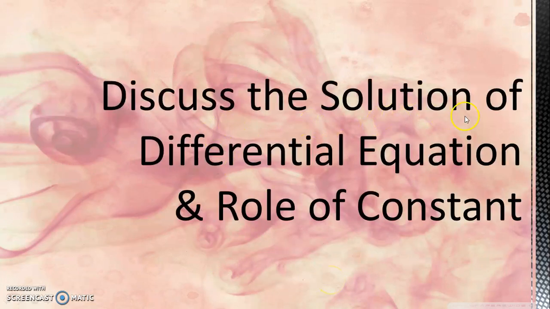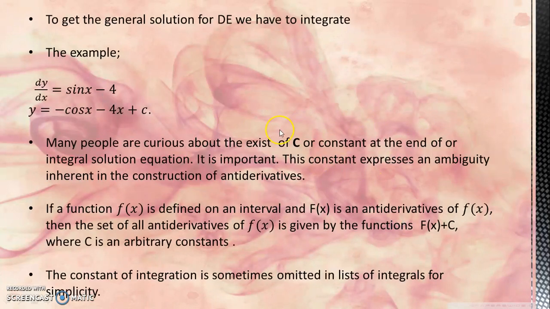Discuss the solution of differential equation and the role of constants. To get the general solution for a differential equation, we have to integrate. For example, dy over dx equals sin x minus 4 and y equals negative cos x minus 4x plus c. Many people are curious about the existence of c or constants at the end of our integral solution equation.